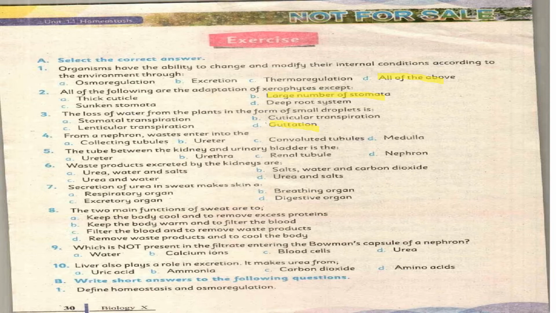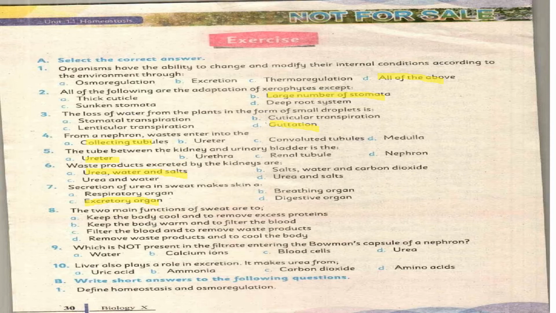Waste from the nephron enters into the collecting tubule. The tube between the kidney and urinary bladder is the ureter. Waste products excreted by the kidney are urea, water, and salts. Secretion of urea in sweat makes skin an excretory organ.